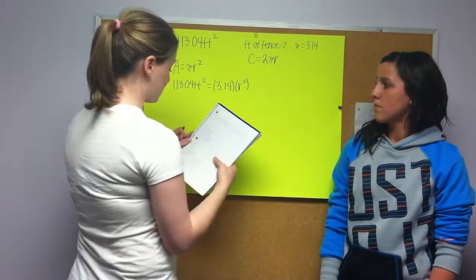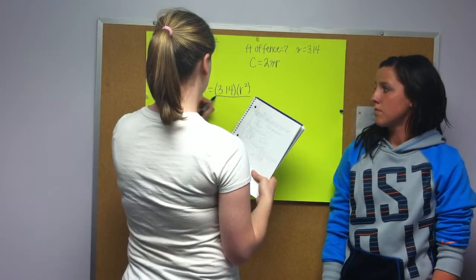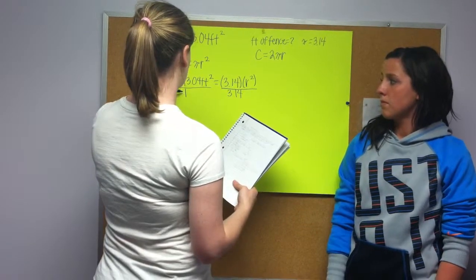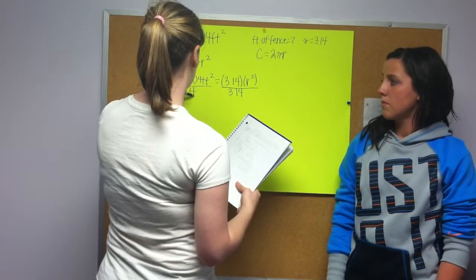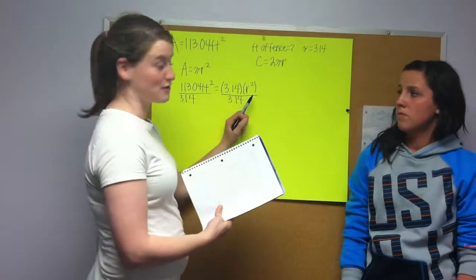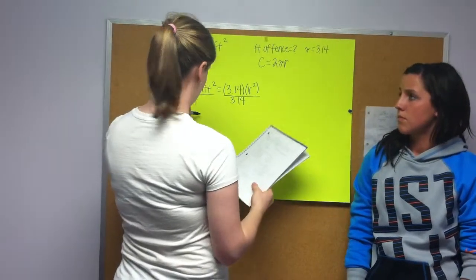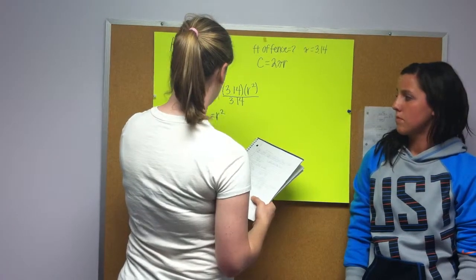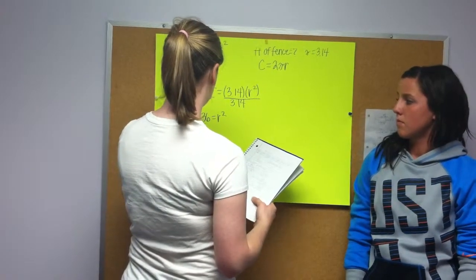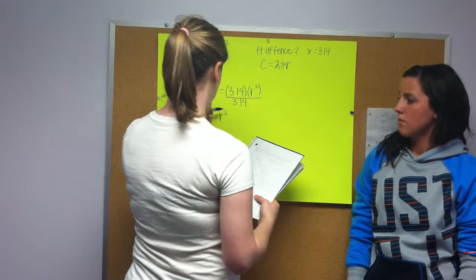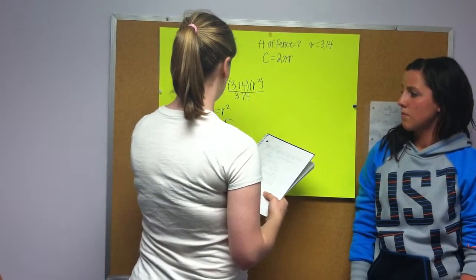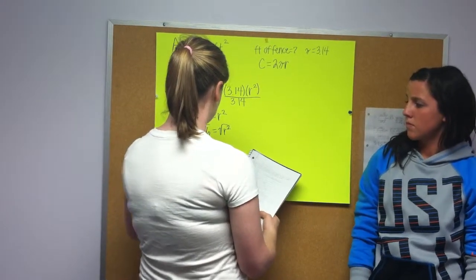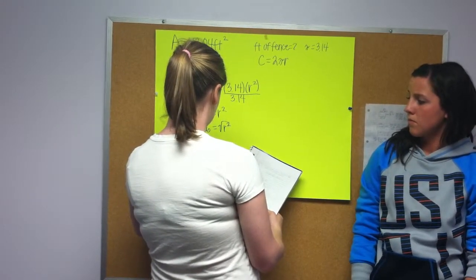So what you're going to do next is divide both sides by 3.14, because what you do to one side, you have to do to the other. And you're going to divide by that because you want to get the r squared by itself. So once you've divided that, you're going to get 36 is equal to r squared. And then you take the square root of both sides, because it's squared. So you're going to have the square root of r squared and the square root of 36. And you're going to get r to be equal to 6. So r is equal to 6 feet.